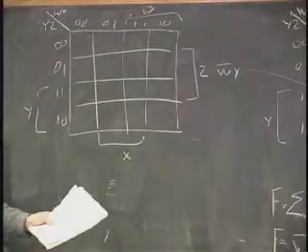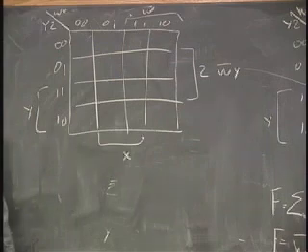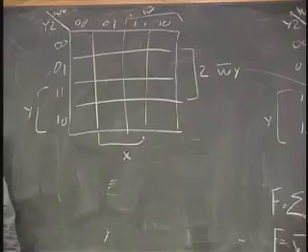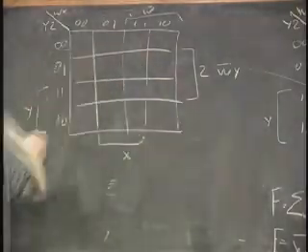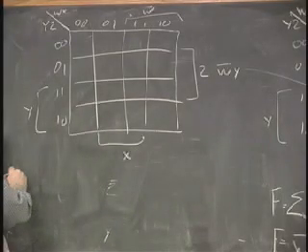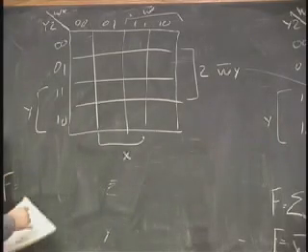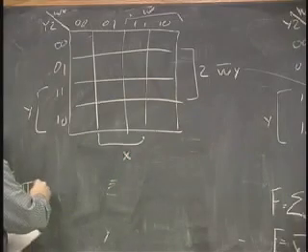So this can be expressed as a sum of products. But if we went ahead, we could also express it as the product of sums, right? And what you do in that, as this goes back to last month, is you look at the zeros instead of looking at the ones.